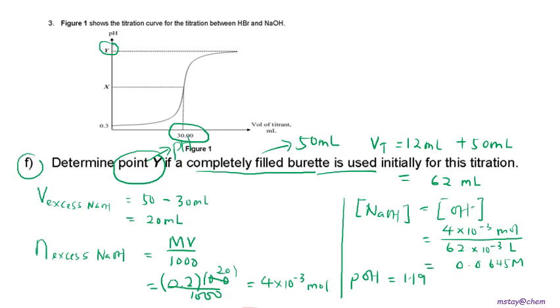We haven't completed the question yet, because the question asks us to look for the pH value. So pH will equal 14 minus 1.19, which is equal to 12.81. So the pH value at point Y is 12.81.